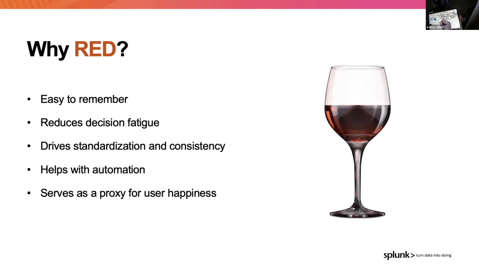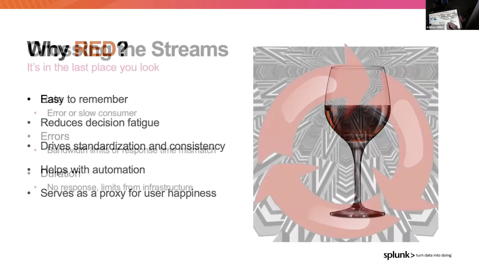It also helped a lot with our automation. We now know what the data is telling us. We have a common set of definitions for what it means when something happens. And finally, it's an interesting proxy for user happiness. If I can look at a request and tell you how long requests are taking going through my system, I can give you a pretty good indication that it's matching pretty well to what the user's expectations are.